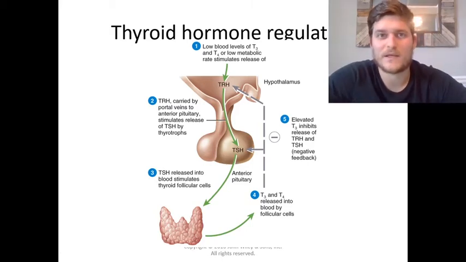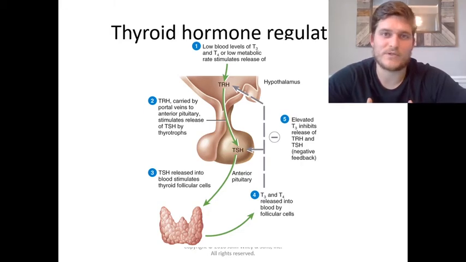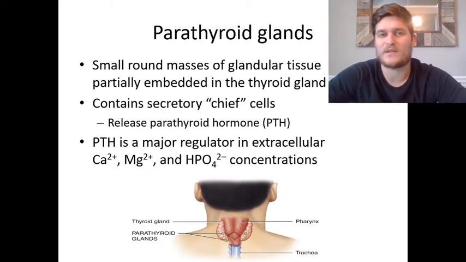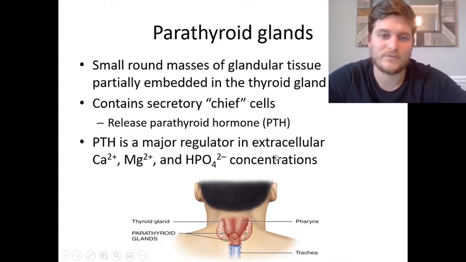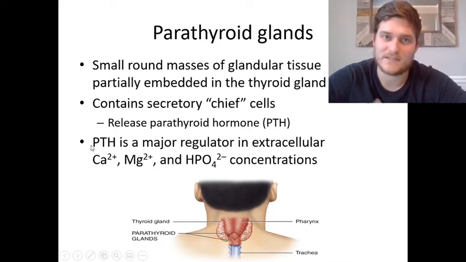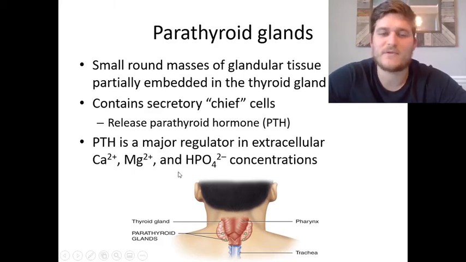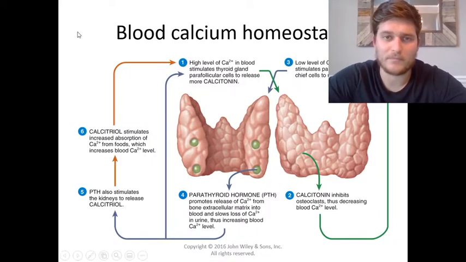In addition to regulating metabolic rates and cell growth within our bodies, the thyroid gland will also release calcitonin, which lowers calcium within our bloodstream. But also embedded within the thyroid gland are these groups of cells called the parathyroid glands, which are going to release what is called parathyroid hormone, which is going to have the opposite effect on blood calcium levels. But parathyroid hormone is also going to play a role in regulating magnesium levels and then hydrogen phosphate levels within our bloodstream.